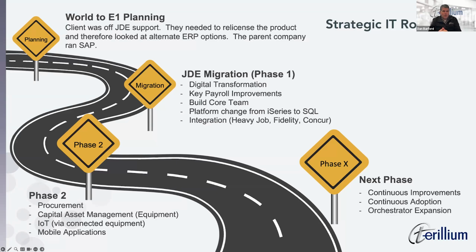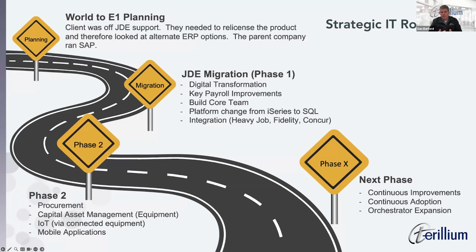So the next step on the roadmap was that migration, which was mostly like for like, but it brought them into a digital platform with Enterprise One running on SQL Server. Introduction of some key process improvements around payroll, and really building up a core team that could support Enterprise One going forward. And then reconnecting some integrations that existed within that World system.